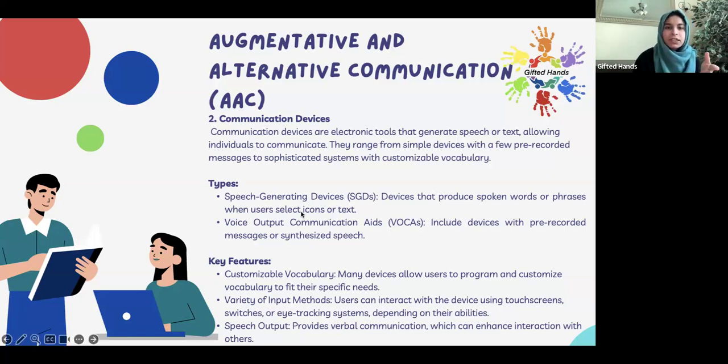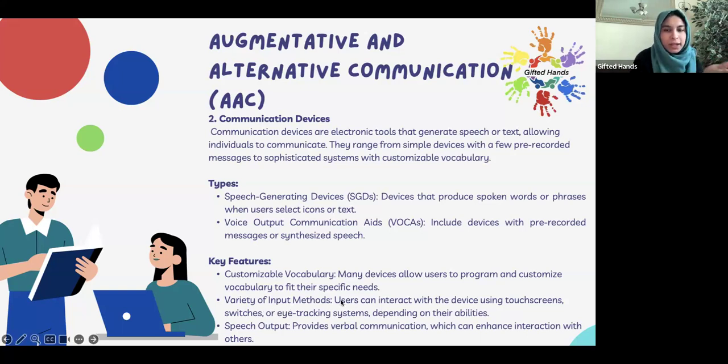So we have different types. Speech generating devices produce spoken words or phrases. Voice output communication aids, which are VOCAs, include devices with pre-recorded messages or synthesized speech. Then customizable vocabulary. Some apps do offer customizable vocabulary. Say you feel your child is only able to talk about their daily needs and their feelings, but is not sure about food or anything else. These are the two topics your child has a thorough understanding of, and they always communicate them with you. So you can customize the vocabulary set in this app according to your child's needs.